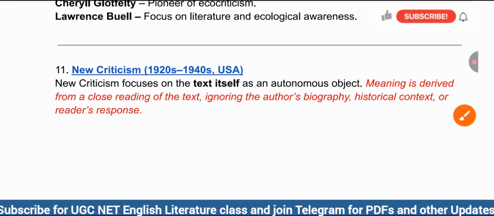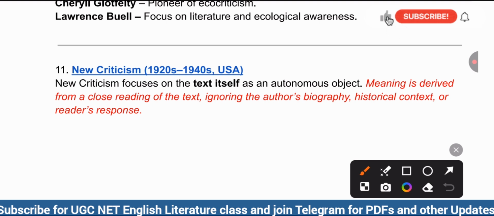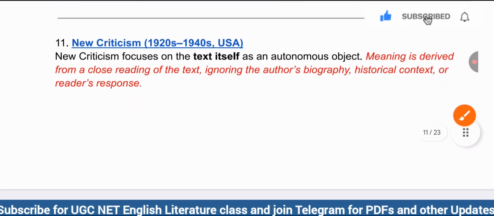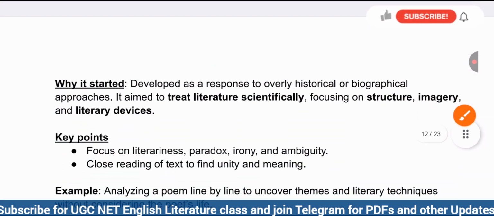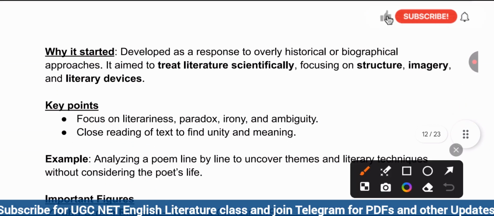So this is the point of the New Criticism writers. Meaning is derived from a close reading of the text, ignoring the author's biography, historical context, or reader's response. Here it means intention. This idea was developed as a response to overly historical or biographical approaches.